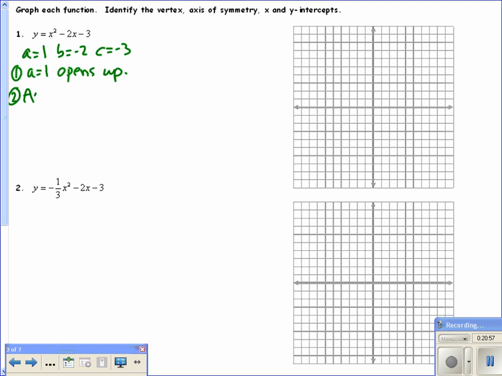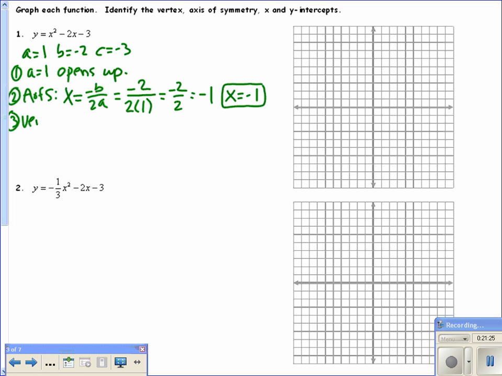My axis of symmetry, remember, is the x equals -b over 2a formula, which you just have to memorize. When I plug this in, I get -2 over 2 times 1, so that's really -2 over 2, which is -1. So I know my axis of symmetry is x equals -1. The next thing I'm going to want to find is my vertex. Remember, your vertex is -b over 2a, so -1, comma.